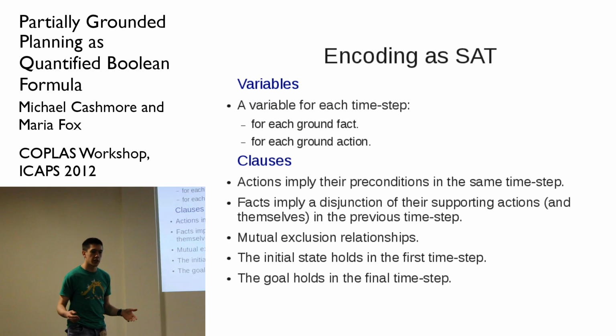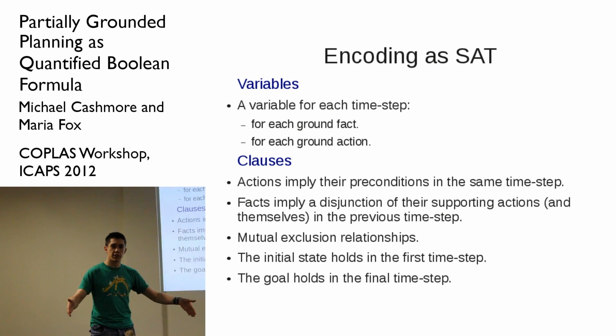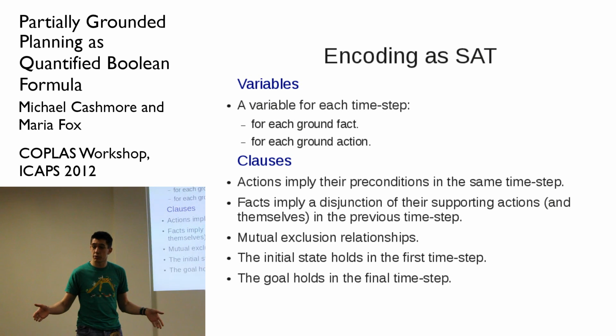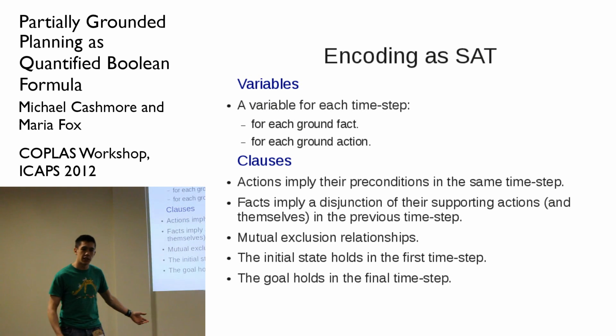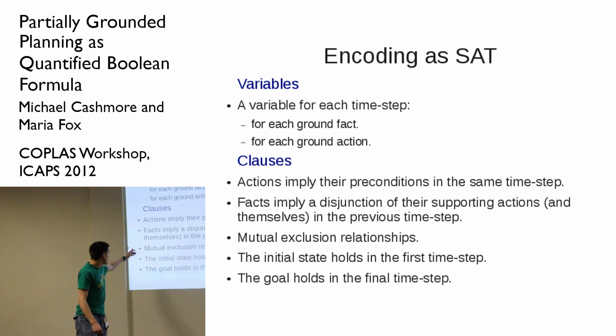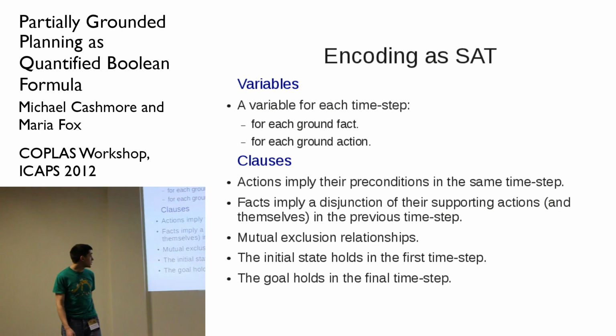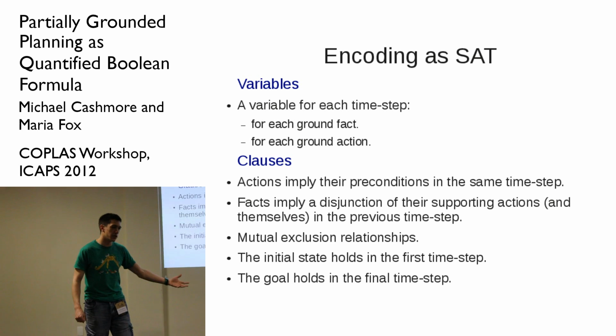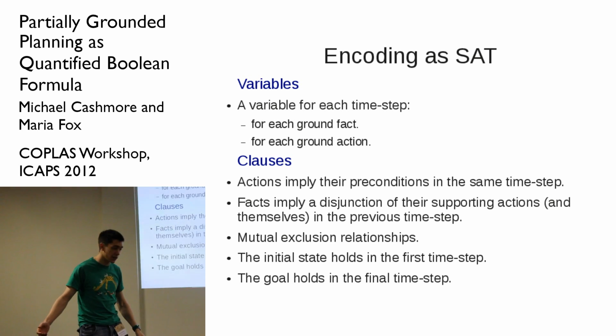And then it's easy enough just to say, okay, we'll try 10 steps of these. Is there a plan with 10 time steps? And if no, iteratively deeper. We also include constraints for mutual exclusion relationships between actions, and to ensure that the initial state holds on the first time step and the goal is true in the last step.